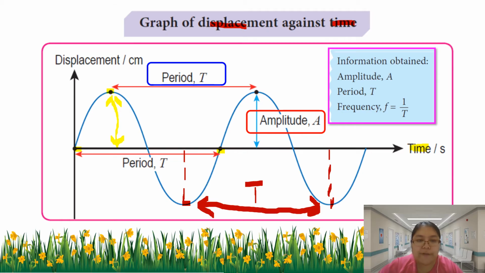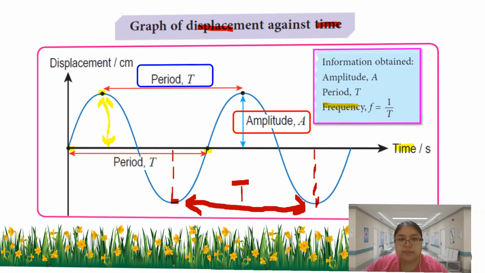After I find the period, I can still find one more thing, that is frequency. We can find frequency if we have the period. So from this one graph, we can settle three of the physical quantities.